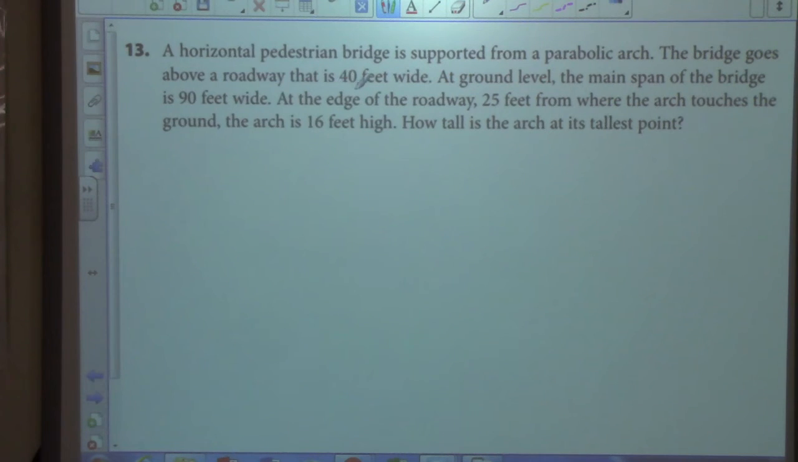So we've got a roadway that's 40 feet wide. So here's our roadway, 40 feet. And then we have a bridge that goes above the roadway on ground level. The main span of the bridge is 90 feet wide. So we have this bridge whose span is 90 feet.